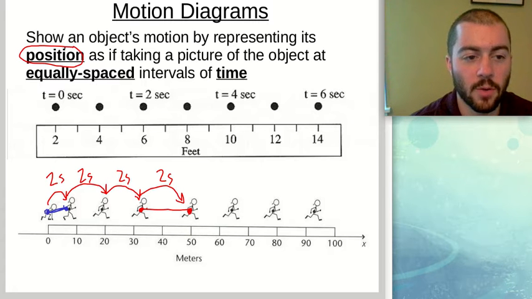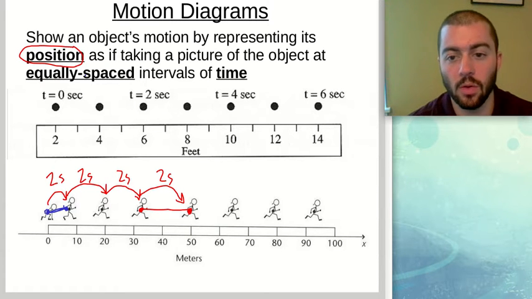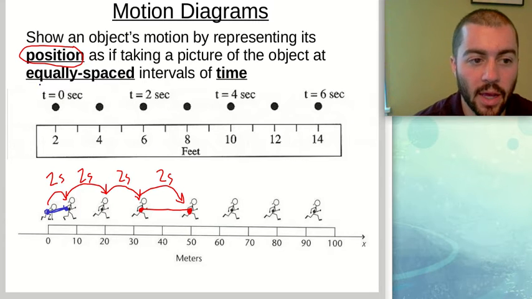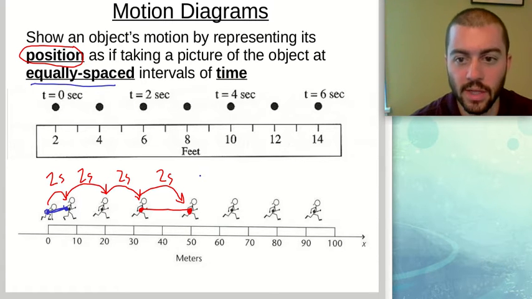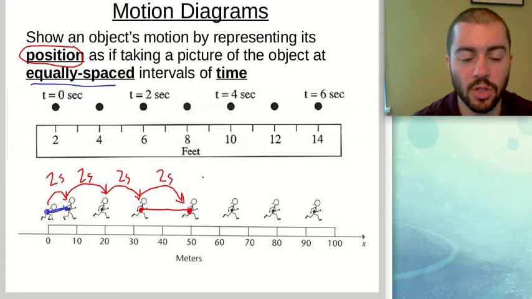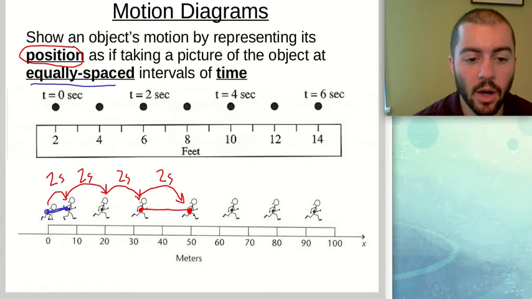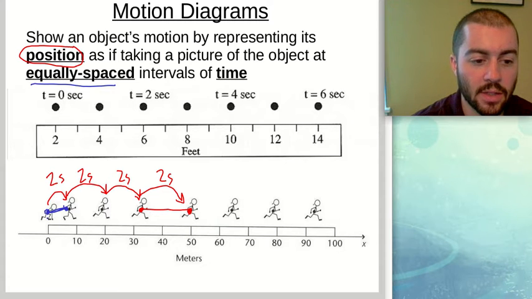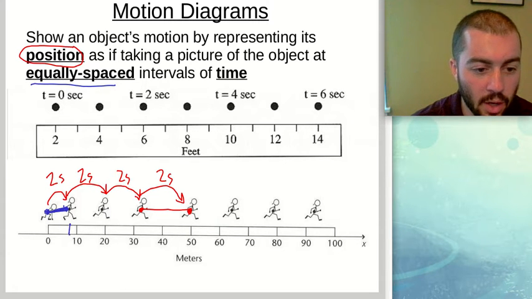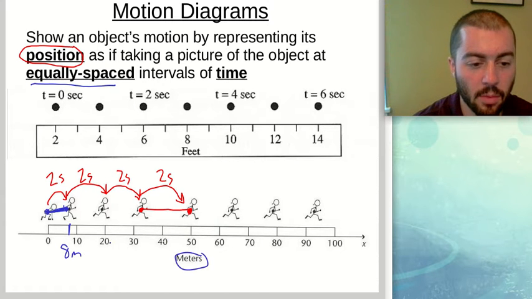So that's the first thing: we're looking at the person's or the object's position, and again we looked at the equally spaced time intervals. So that's basically how we're going to represent motion using these motion diagrams. All right, so what we can tell then is, if we're looking at a span of 2 seconds and they only went about, let's say, 8 meters here, because we have the meters marked down on the bottom here, right? So let's say that from the start to the first 2 seconds they covered about 8 meters.